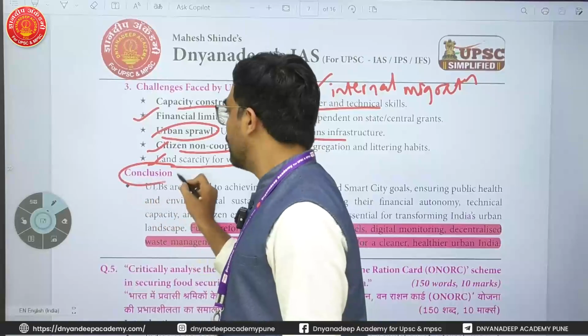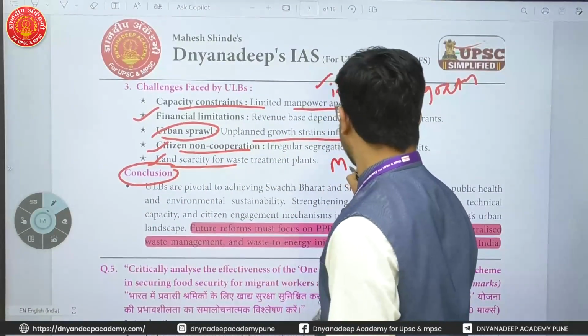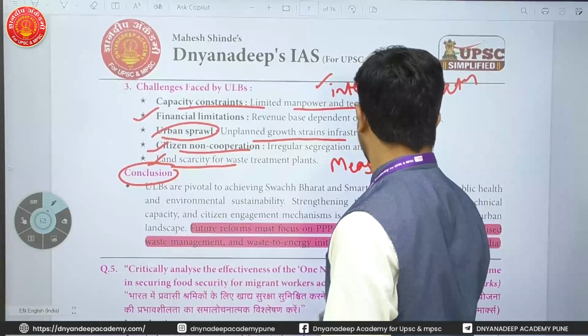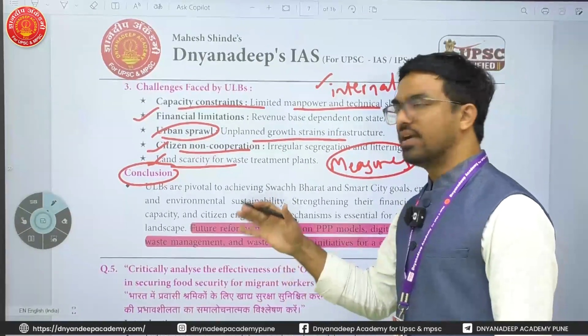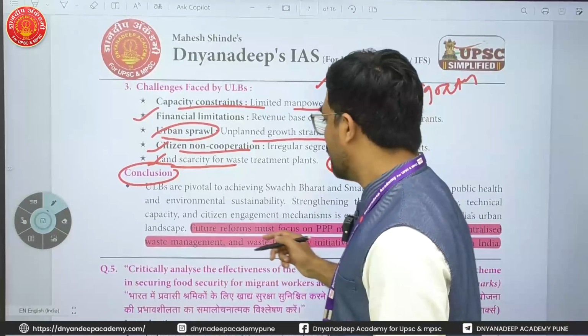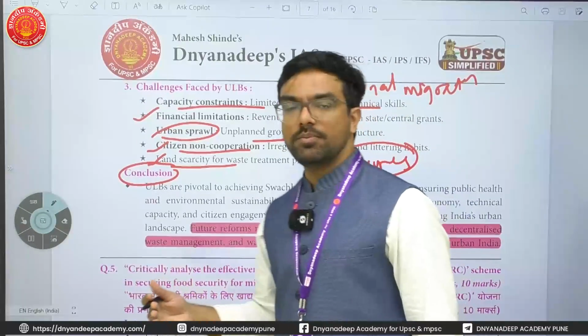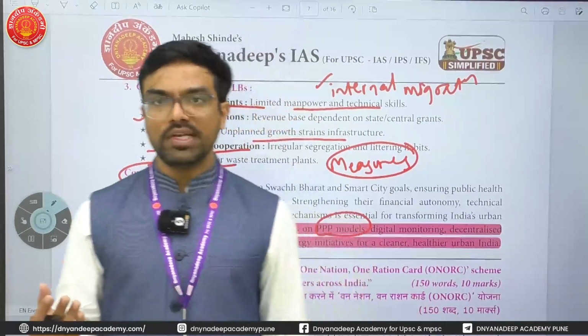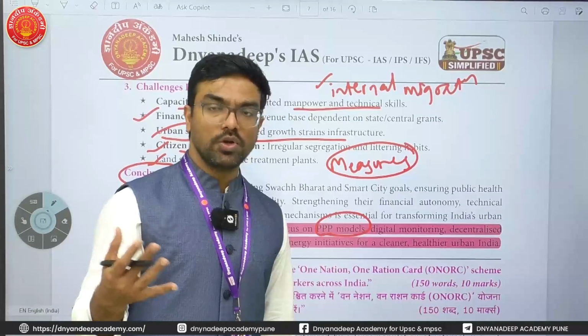In the conclusion, we can provide solutions, or you can write separately what measures should be taken. A few, 2-3 points under what measures should be taken, and a very good conclusion. So future reforms must focus on PPP models. We have seen in Pune, like Poonawalla Foundation helps. Poonawalla Foundation helps in solid waste management.